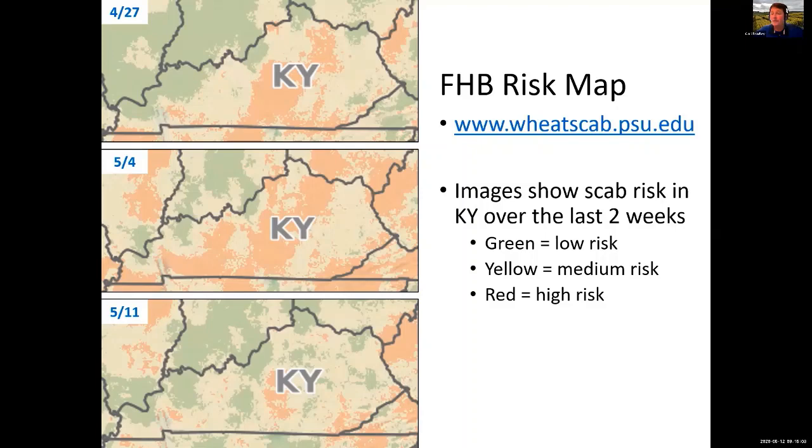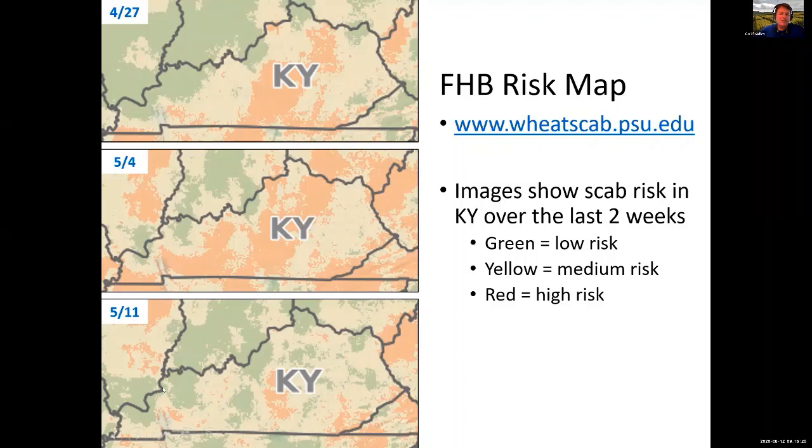Just to show you some of the risk, there is the risk map that's available at this website, wheatscab.psu.edu. And that site looks a little bit different this year. If you've been to it, it looks a little bit different. They're still updating it. They've changed the site, but it's in a usable place right now.